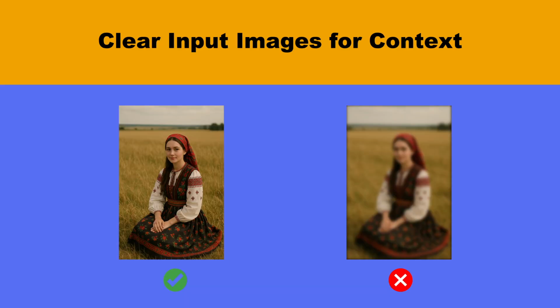The third tip is to pay attention to the image quality. This model works best with clear, well-lit images. If your starting image is blurry or very dark, the AI might struggle to understand what it's working with.